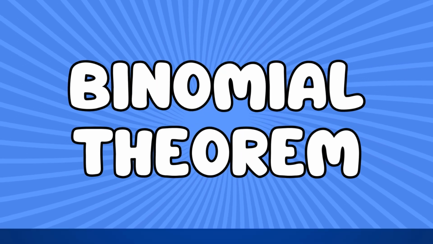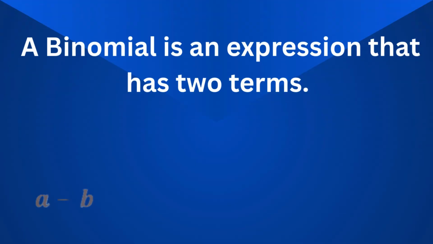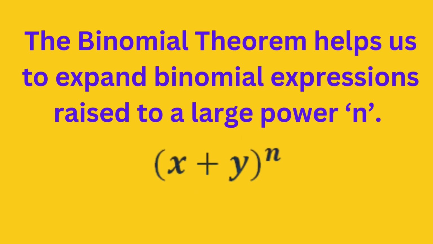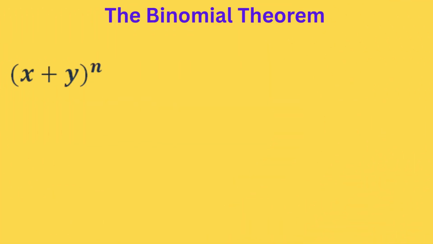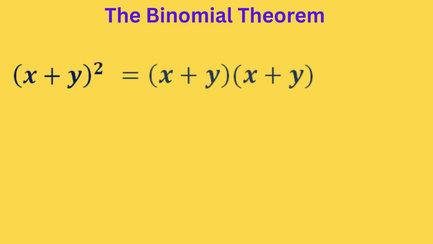A binomial is an expression that has two unlike terms. The binomial theorem is a powerful algebraic tool that helps us expand binomial expressions raised to the power of n, where n is a positive integer. A small value of n, for example, if n is equal to 2, means that we are squaring the binomial expression, or multiplying by itself.